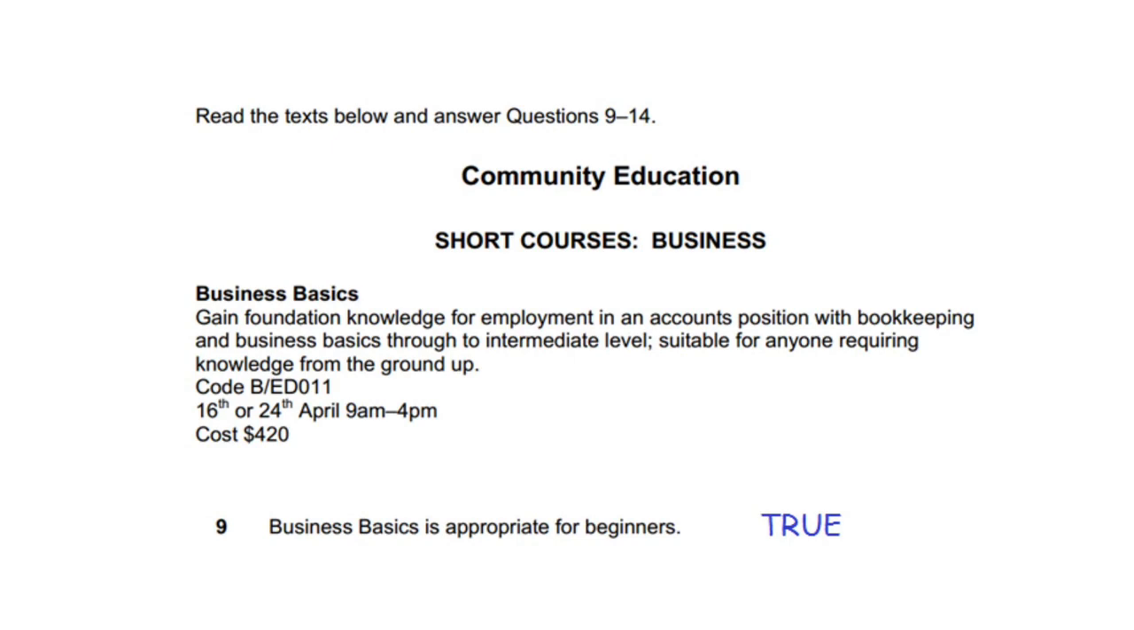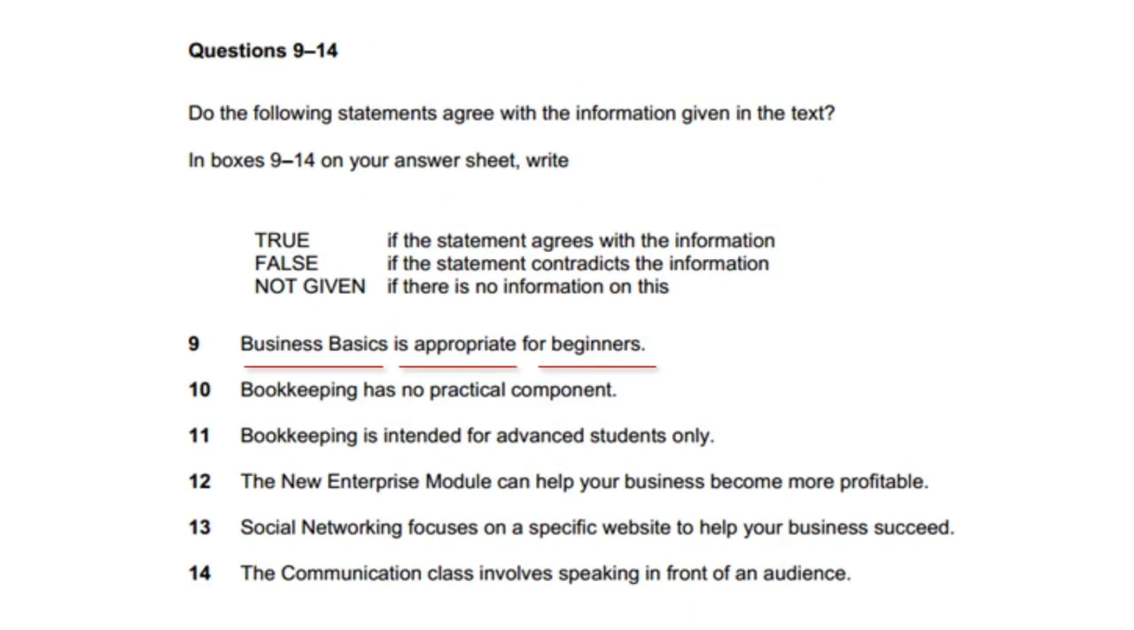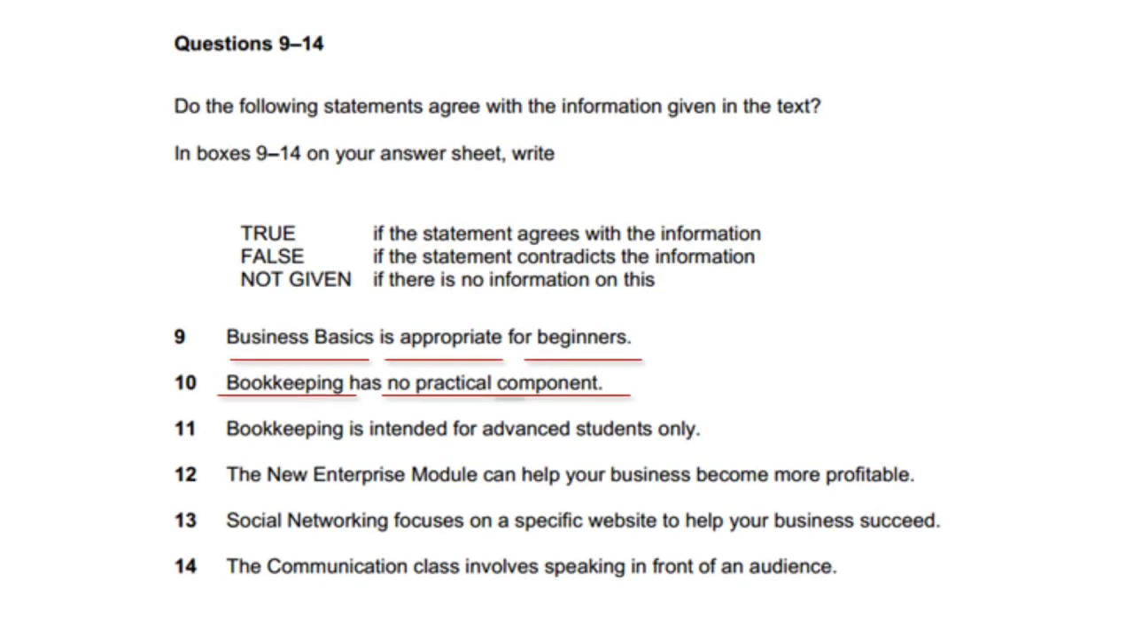Then return to the question paper and look at question 10. Number 10 states, bookkeeping has no practical component. We need to work out whether this statement is true, false, or not given based on the information given in the text. So first underline any keywords in the statement. I would underline bookkeeping and no practical component. The answer for number 10 should appear after where we found the answer to number 9, so you only need to read from this point.